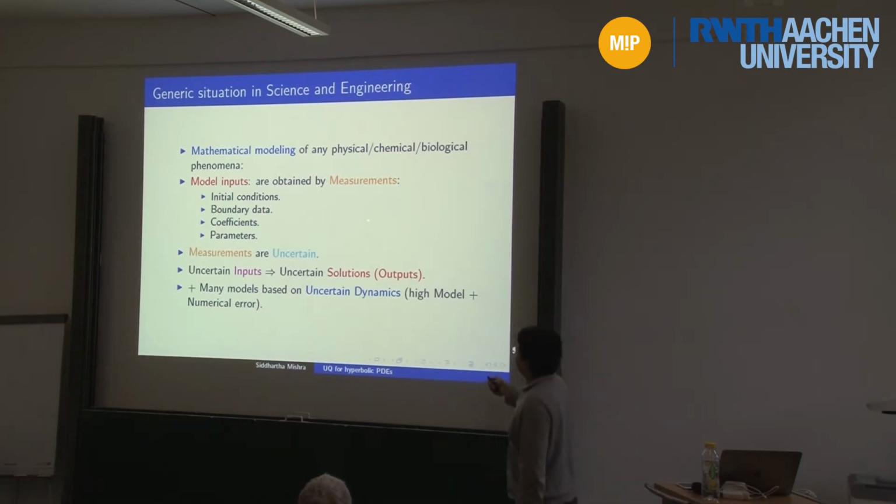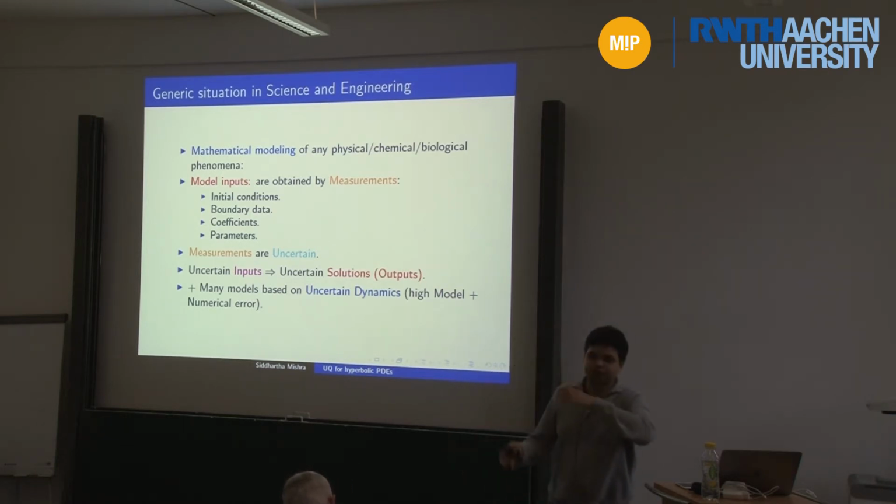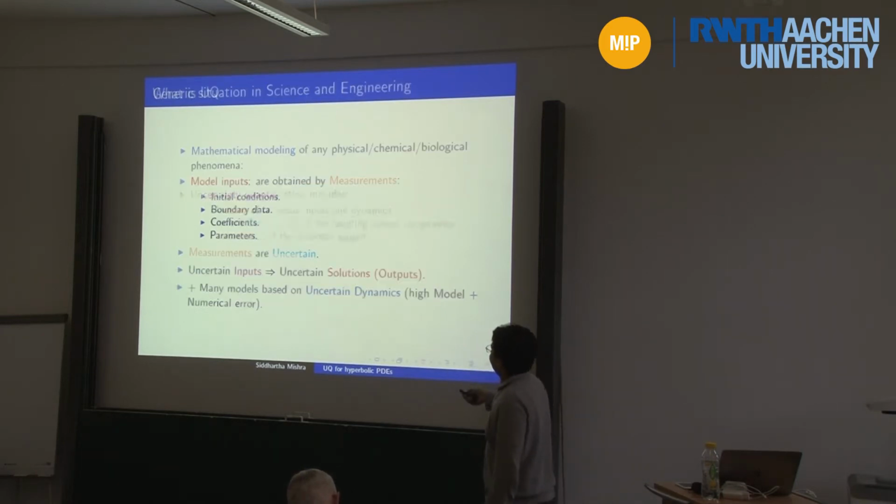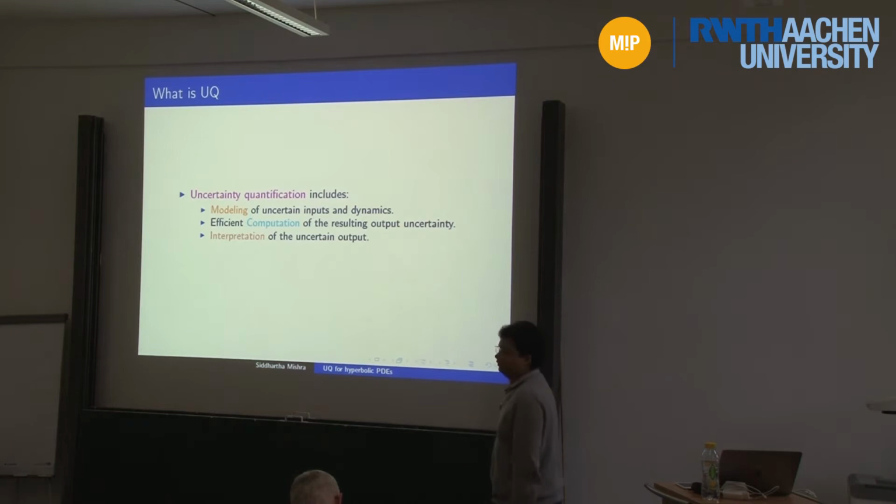These have to be obtained by measurements. These measurements are uncertain. You have some probabilistic model of these. And because the inputs to your simulation are going to be uncertain, it's sort of clear that the output, the solution itself, is going to be uncertain. And there are some other uncertainties that will crop in. This entire study of these uncertainties, or at least part of it, is what we call uncertainty quantification.